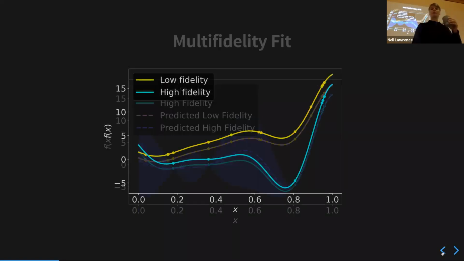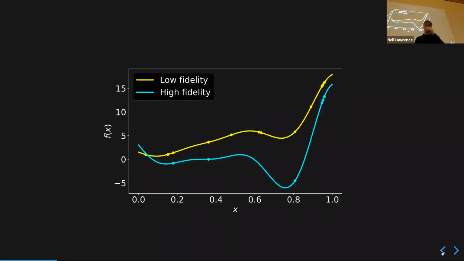Okay, so what we're going to do here is we're going to use the Forrester function. We've got high fidelity observations of the Forrester function and some low fidelity observations of the Forrester function. So the sense is that we've got these 2 functions that we could try and approximate. One is high fidelity, that looks broadly like the Forrester function. This one is low fidelity. It's got some similar shape. It's giving us some information.